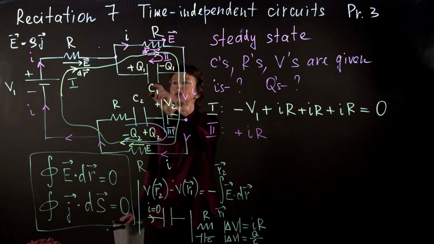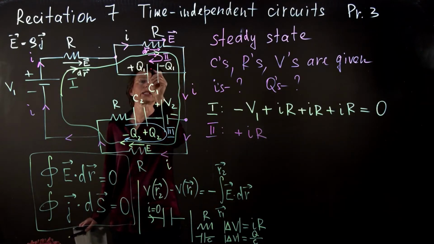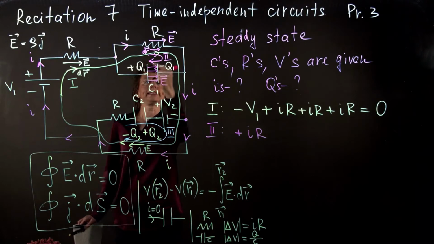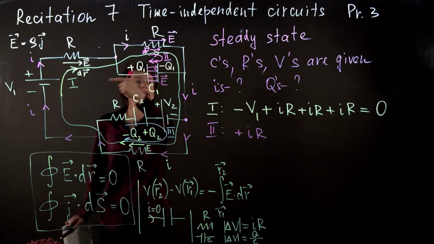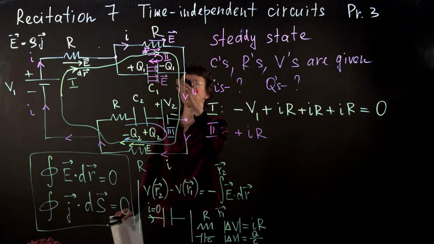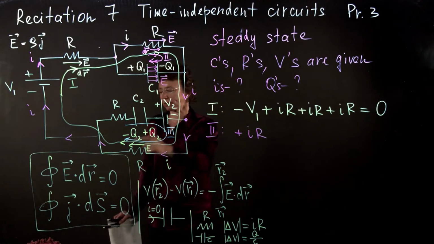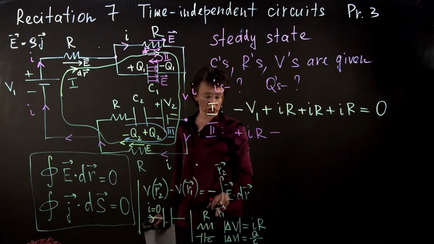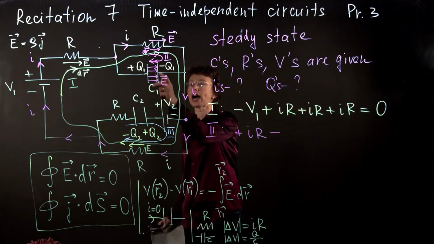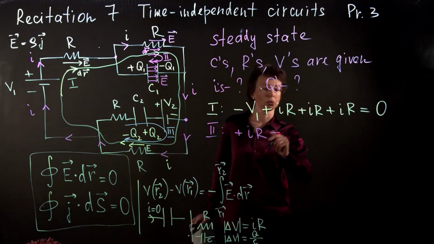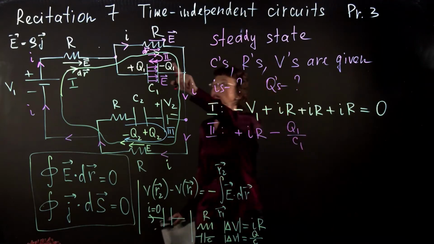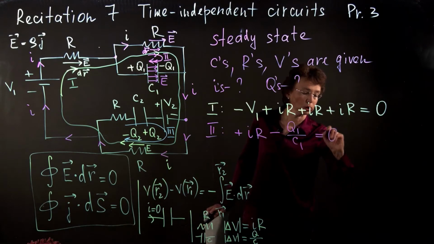Then we keep going. This is loop 2. This is my choice of plus and minus charges. From plus to minus, my electric field is to the right, and dr is to the left. So E dot dr is negative, and the magnitude of the change of voltage, or E dot dr, across the capacitor is Q over C. So I put magnitude Q1 over C1, and this is loop 2. So this is equal to 0.